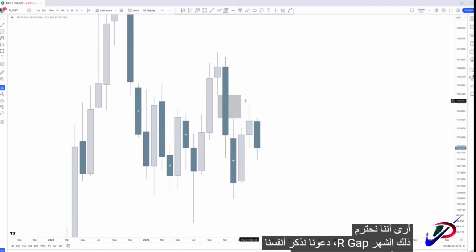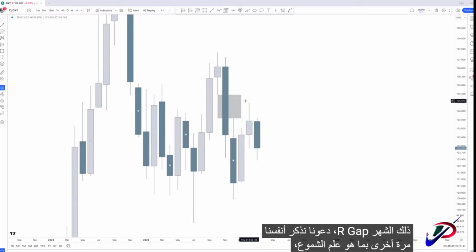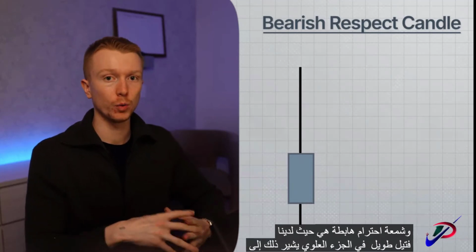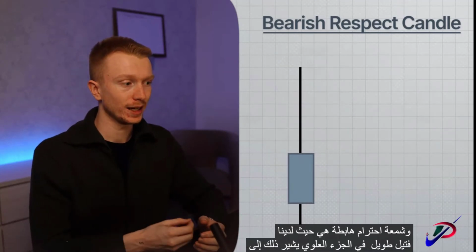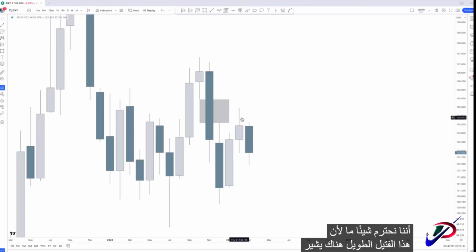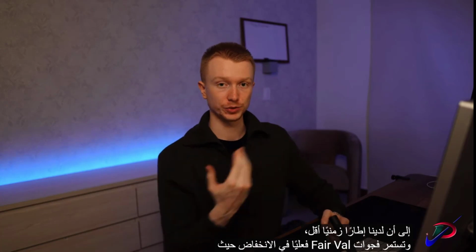Let's remind ourselves again what that candle signs is. Candle signs is where we have a respect candle and we have a disrespect candle. A bearish respect candle is where we have a long wick at the top. That indicates that we are respecting something, because this long wick right there indicates that we are having lower time frame fair value gaps actually continuing lower.